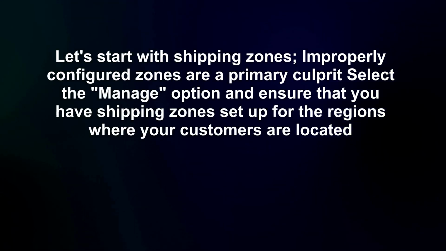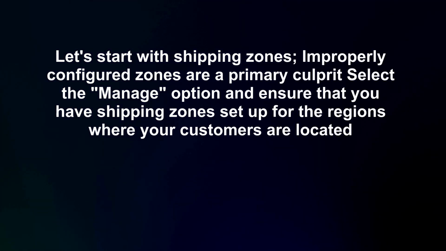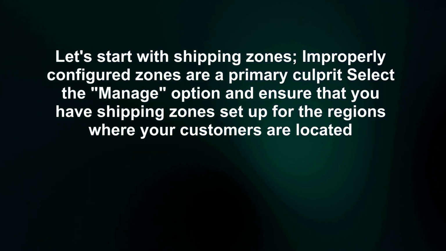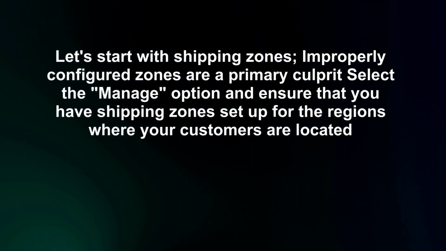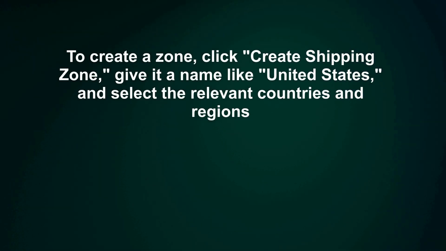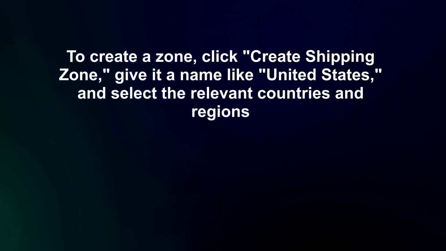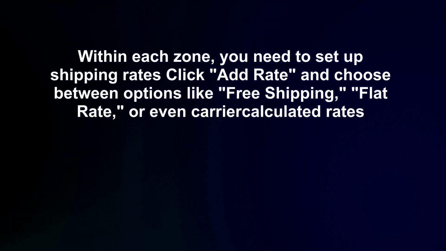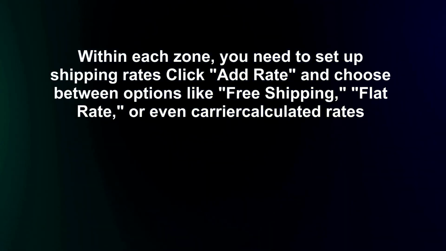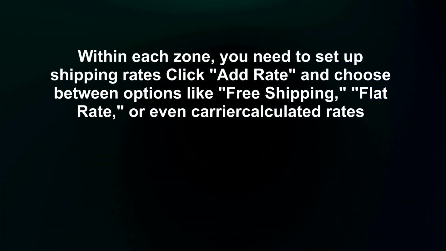Let's start with shipping zones. Improperly configured zones are a primary culprit. Select the Manage option and ensure that you have shipping zones set up for the regions where your customers are located. To create a zone, click Create Shipping Zone, give it a name like United States, and select the relevant countries and regions. Within each zone, you need to set up shipping rates. Click Add Rate and choose between options like free shipping, flat rate, or even carrier calculated rates.